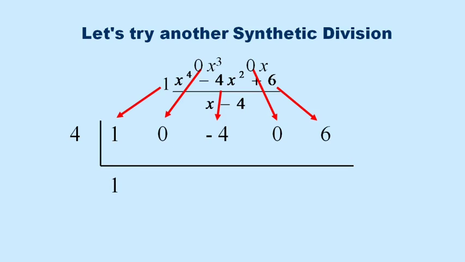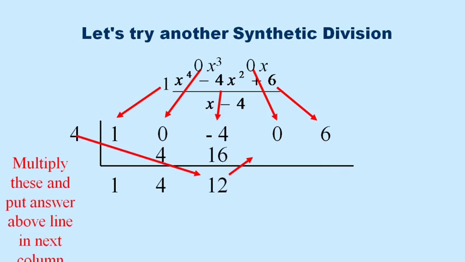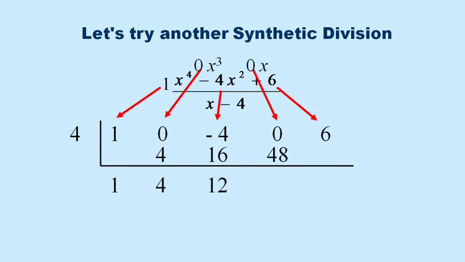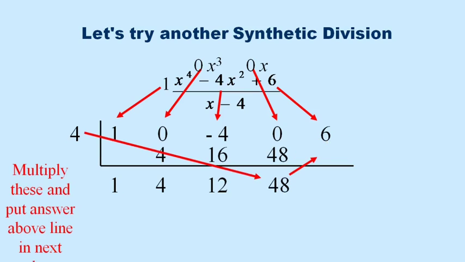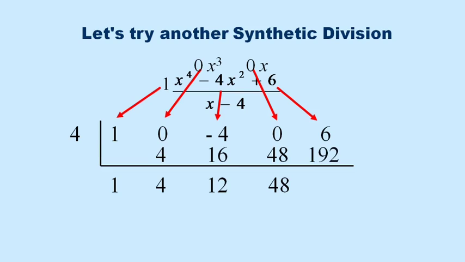Same procedure we will follow. Then we will multiply them, write it to the next column. Then we're going to add again: 4 4s are 16, positive 16, negative 4 will give us positive 12. Again we will multiply 12 and 4 together, 48, plus 0, that is 48. 48 into 4 will give us 192, plus 6 will become 198. This is our remainder.